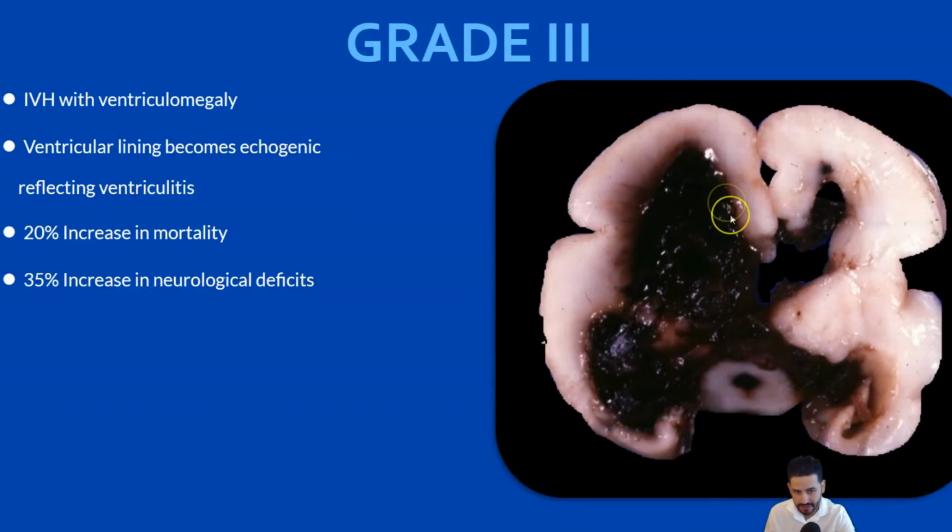Grade 3. Grade 3 is much more severe. It's going to be taking up a lot of the ventricle and also causing ventricular enlargement. So it's IVH with ventriculomegaly. The ventricular lining can become echogenic. That's considered ventriculitis. Over time, the blood products can cause irritation and cause the ventricular lining to become more echogenic and thicker. There's a 20% increase in mortality once a patient gets a grade 3, and a 35% increase in neurological deficits, things like cerebral palsy, developmental delay.